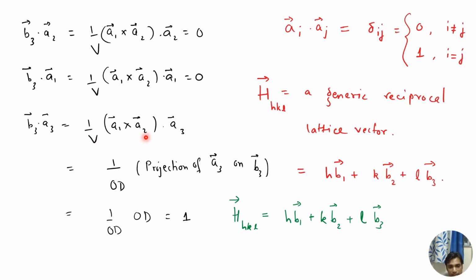We had this expression, so what is this thing? This dot product is nothing but, so the magnitude of this was what? The magnitude of this is 1 by OD, and what we have is the projection of A3 on B3 is this dot product, and that projection of A3 on B3 is nothing but again OD. If you remember the previous picture, that was just OD, so on the numerator also you have OD, and in the denominator you have OD.